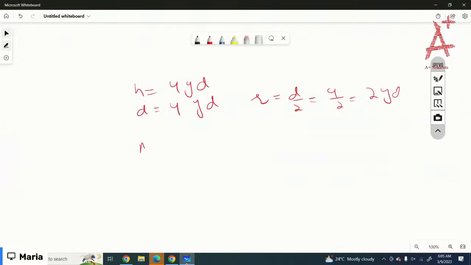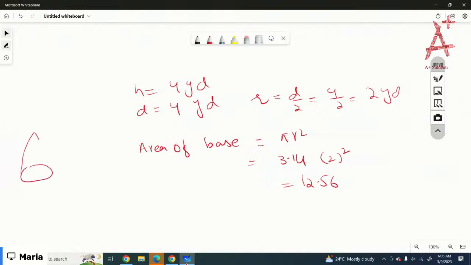First of all, we have to calculate the area of the base. The base is a circular shape, so the area would be pi r square. Got it? Pi is 3.14. R is 2, 2 square is 4, and 4 times 3.14 is 12.56. Got it? That is the area of this portion.